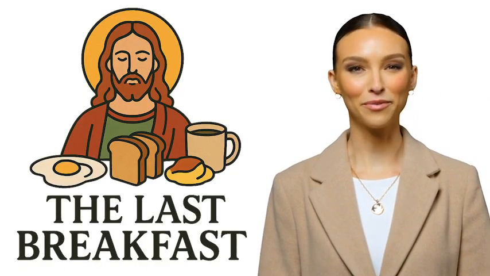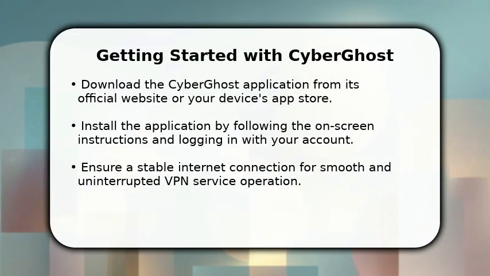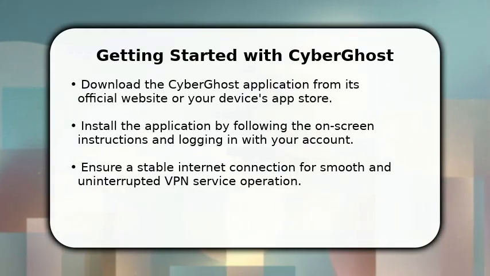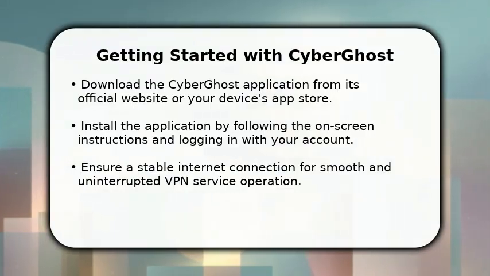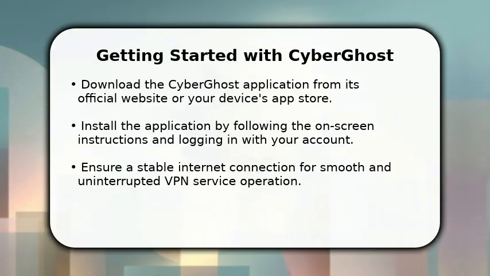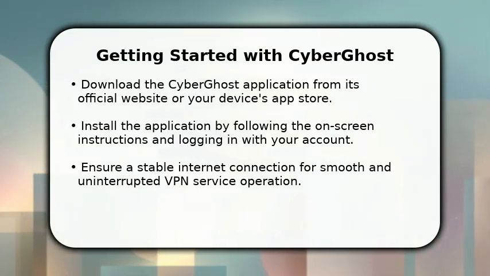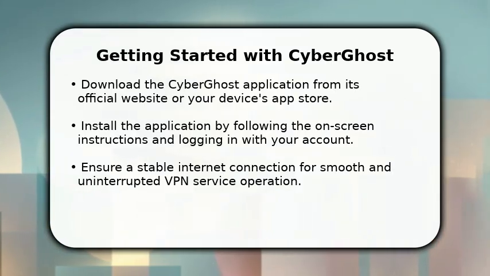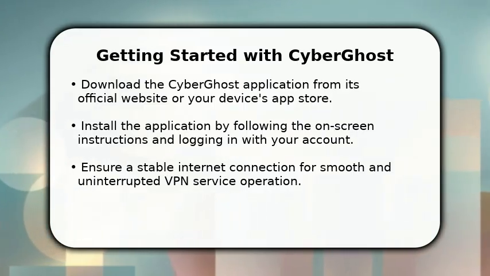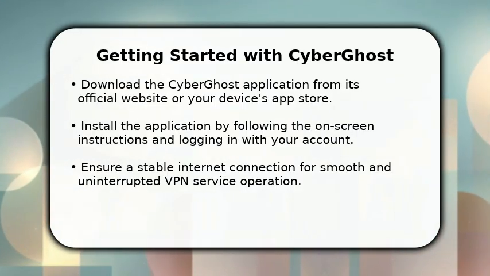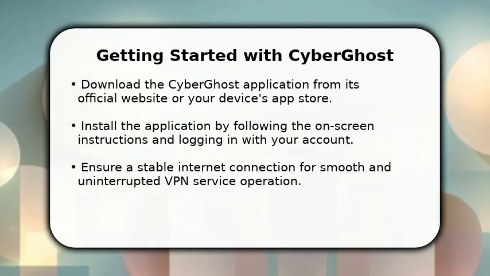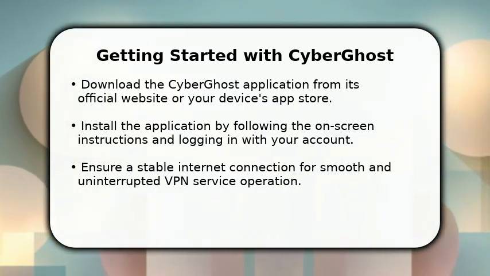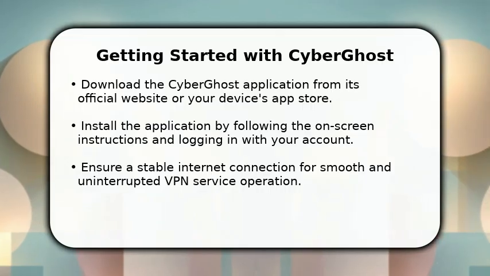Please enjoy the video. In this video, I will explain how to use CyberGhost VPN. First, you'll need to download the CyberGhost application. You can find it on their official website or your device's app store, whether you're on Windows, Mac, Android, or iOS. Once downloaded, simply follow the installation wizard, accept the terms, and log in with your account credentials. It's a straightforward process, usually taking just a few moments to complete.